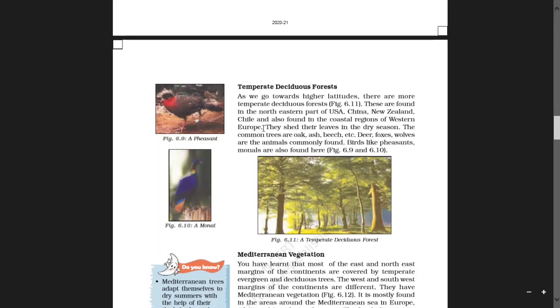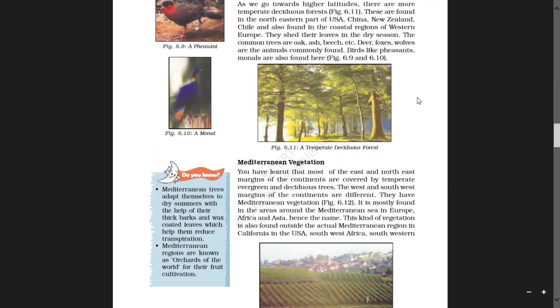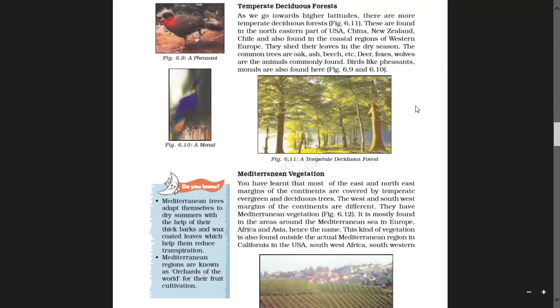The coastal areas, okay, that means bank of seas, oceans like that. They shed their leaves in the dry season. The common trees are oak, ash, beech, etc. So, temperate deciduous forests shed their leaves in the dry season. The common trees of these temperate deciduous forests are oak, ash, beech, etc.